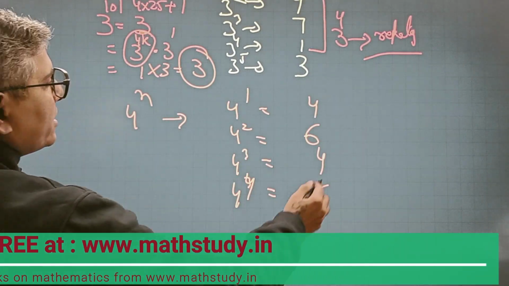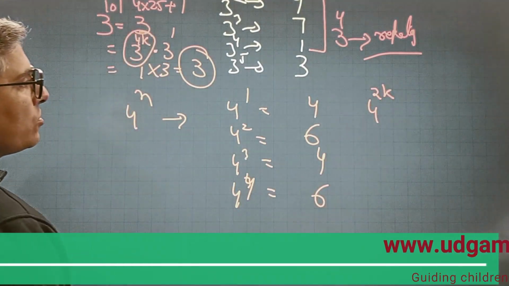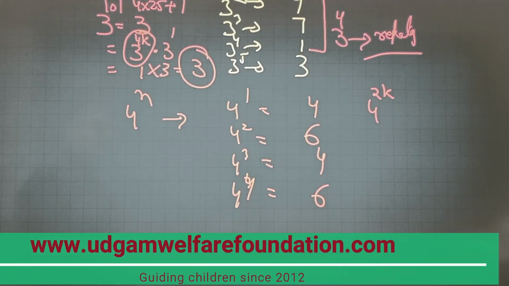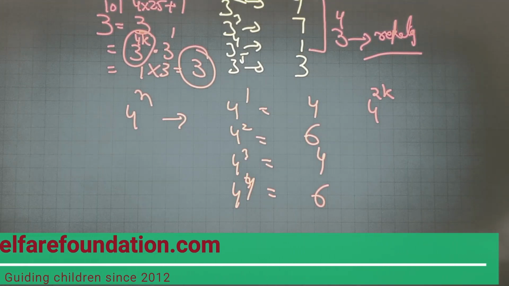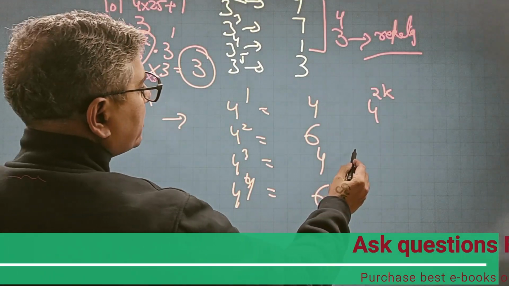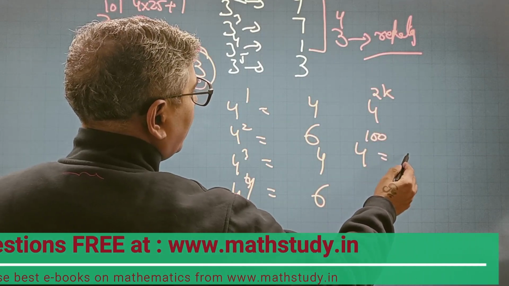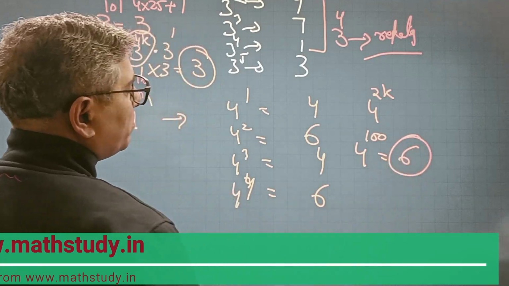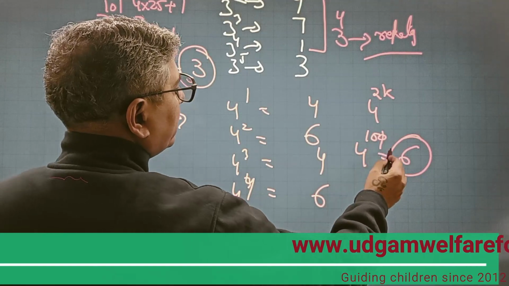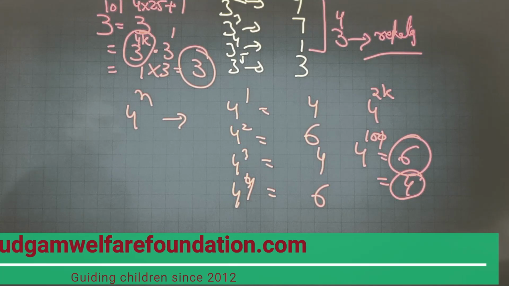That means 4 raised to the power 2k. Very simple. 4 raised to the power 2k will give you 6 at the unit place, and after that it is getting repeated. It's very simple in comparison to other numbers. So if we have, let us say, 4 raised to the power 100, it is giving you 6 at the unit place. Very simple, because it is a multiple of 2. If it is 101, then it is going to give you 4 at the unit place. So it is very easy in comparison to other numbers.